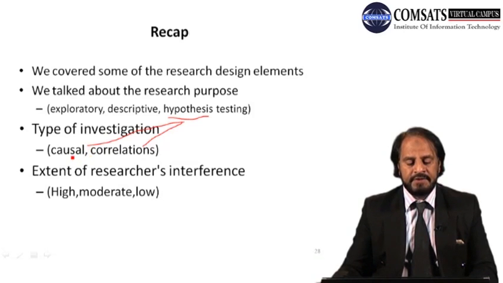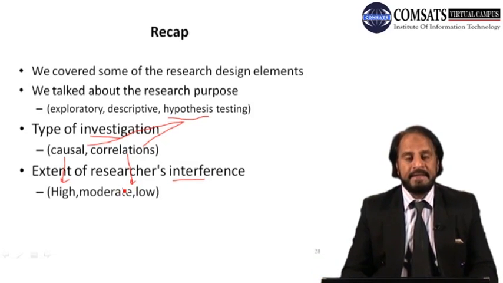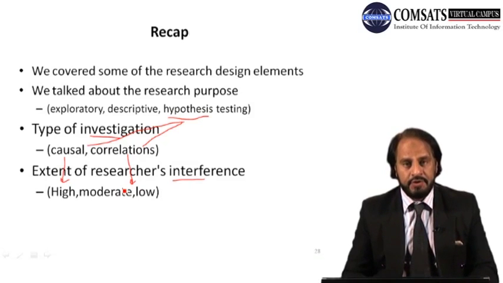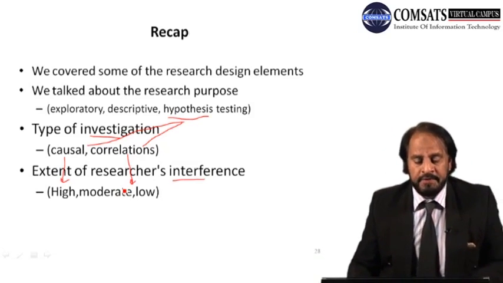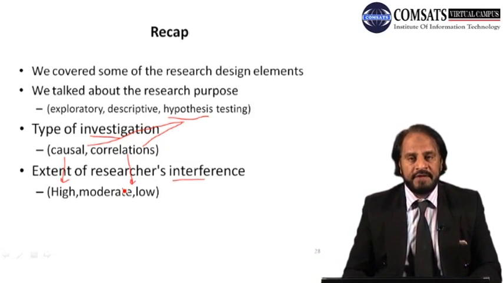And if the type of investigation is causal, then you will have a high level of researchers' interference, whereas in correlational studies it's going to be between a moderate level to a low level of interference, meaning that the choices you make in terms of the purpose of study and the type of investigation, or the extent of researchers' interference, will be linked with each other, and one needs to decide upon what is your purpose of the research and what is the type of investigation you're following.